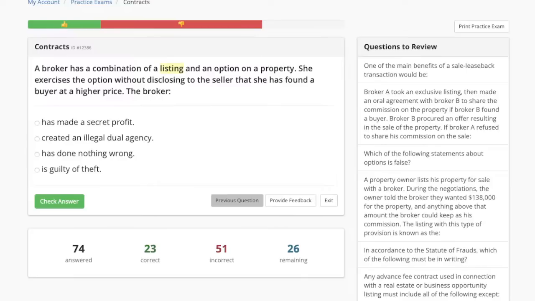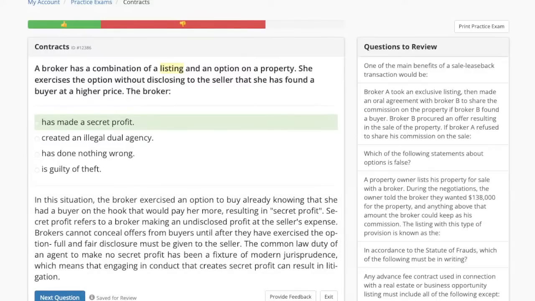A broker has a combination of a listing and an option on a property. She exercises the option without disclosing to the seller that she has found a buyer at her price. The broker A, has made a secret profit, B, created an illegal dual agency, C, has done nothing wrong, or D, is guilty of theft. And the answer is, has made a secret profit.